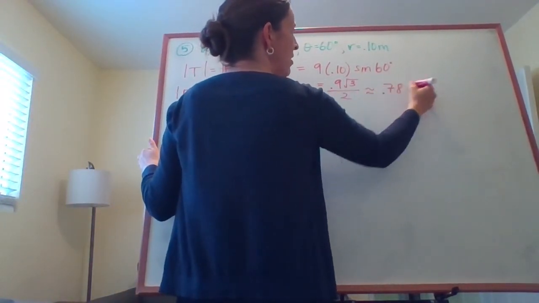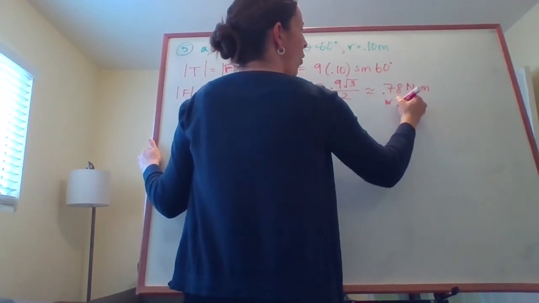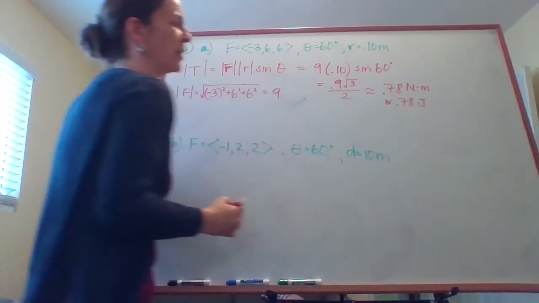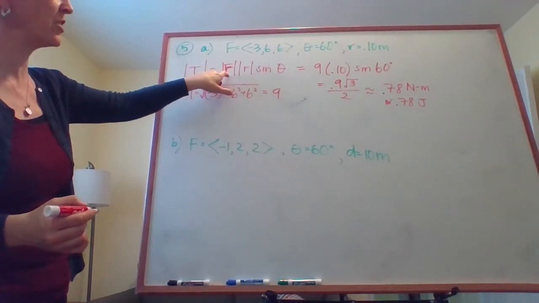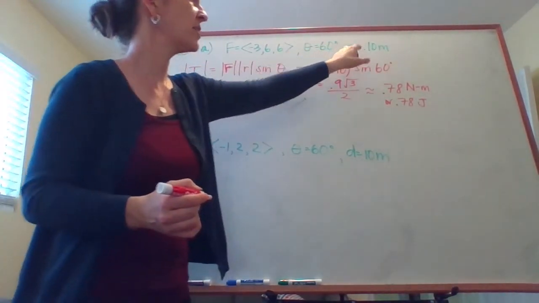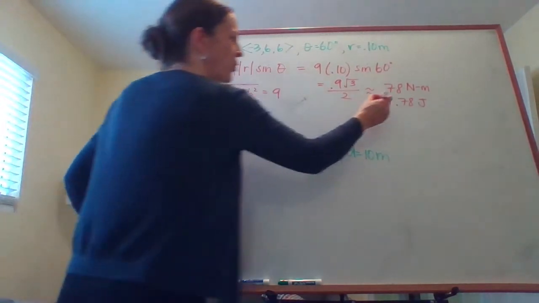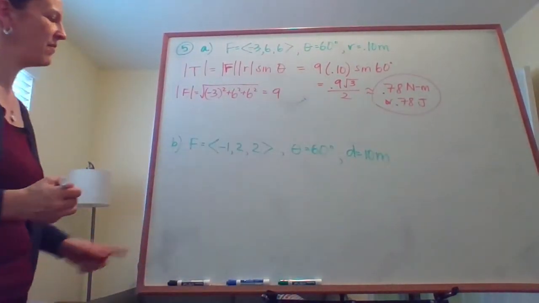Now my units here are Newton meters or joules, because my force was a vector in newtons and my radius was meters. So part A, if you did part A, was 0.78.